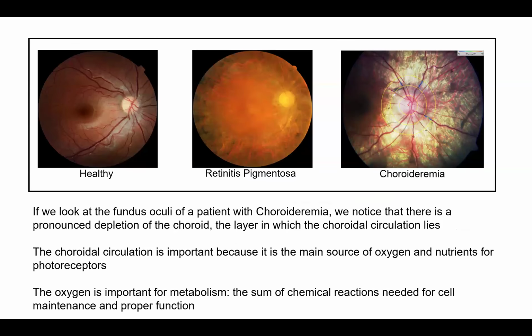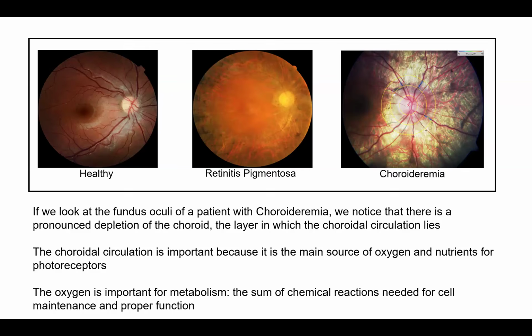However, as ophthalmologists, when we look at the fundus of a patient with choroideremia, we notice that there is a pronounced depletion of the choroid, which is, once again, the layer in which the choroidal circulation lies. This is an important difference between choroideremia and retinitis pigmentosa, because these two diseases have some similarities.